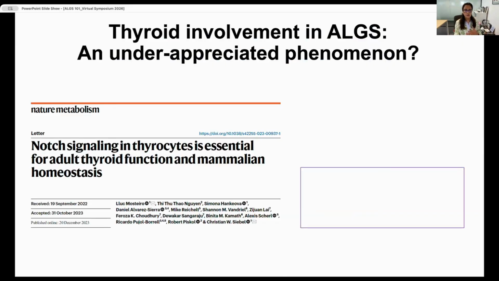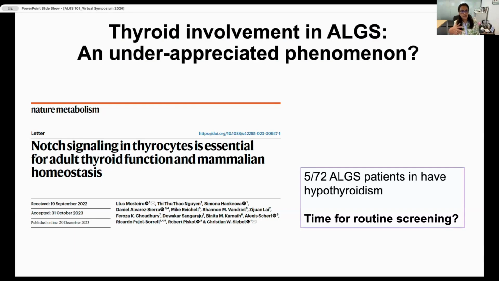The other thing that I would also talk about is thyroid involvement. The thyroid produces the thyroid hormone. And again, from mouse data, we can see that there is a suggestion that NOTCH signaling is important in thyroid function. And when we looked quickly at our database in Alagille syndrome, we found that 5 out of 72 patients with Alagille syndrome have hypothyroidism.